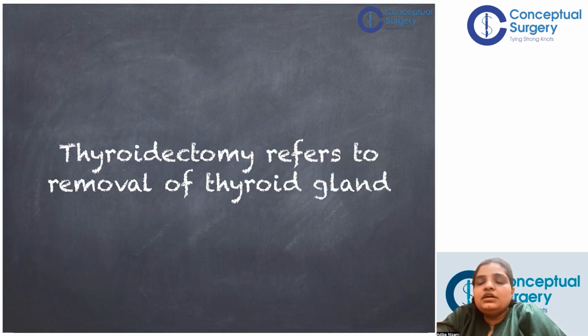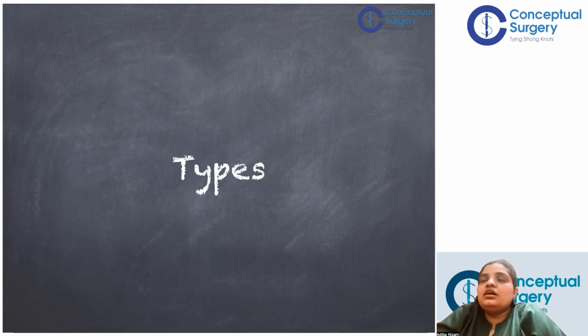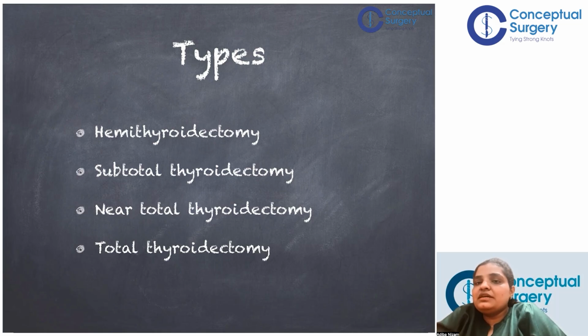And first, we are just briefly introducing in one sentence what thyroidectomy is. As you all know, it would refer to a removal of the thyroid gland. Then we are introducing the topic of the types of thyroidectomy that exist. So as you all know, the various types are hemithyroidectomy, subtotal thyroidectomy, near total, and total thyroidectomy.